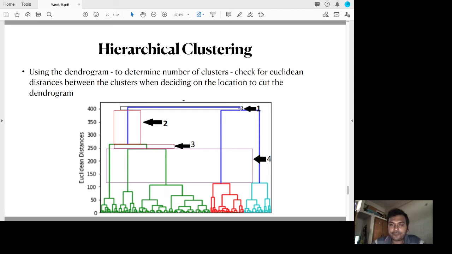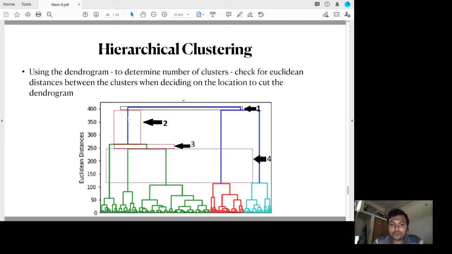I told you that on the y-axis I have plotted the Euclidean distance. So the length of this rectangle is actually the Euclidean distance between the 2 clusters that you will get if you cut anywhere in rectangle 1. Is it clear now? Yes.